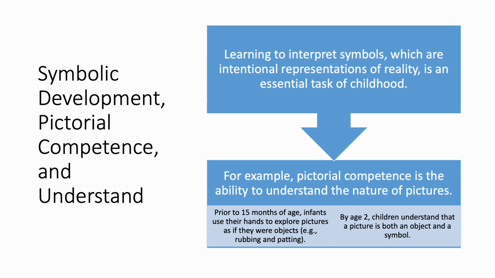Symbolic development, pictorial competence, and understanding. Learning to interpret symbols, which are intentional representations of reality, is an essential task of childhood. For example, pictorial competence is the ability to understand the nature of pictures. Prior to 15 months old, infants use their hands to explore pictures as if they were objects, rubbing and patting. By age 2, children understand that a picture is both an object and a symbol. The child can look at a picture and name the object in it.